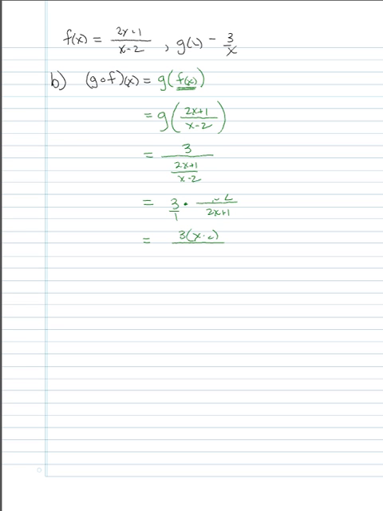I hope that we recognize that 3 is just going to multiply the numerator, and the denominator is not being multiplied, or is being multiplied by 1. So when we simplify here, the numerator ends up being 3x minus 6, and the denominator 2x plus 1. So that's the composition g composed f, and that's the rule for it.